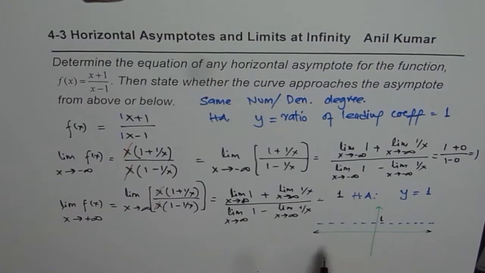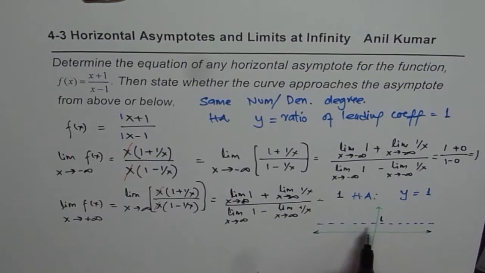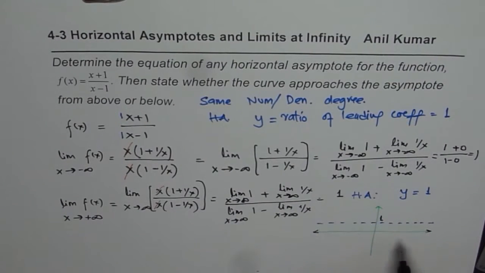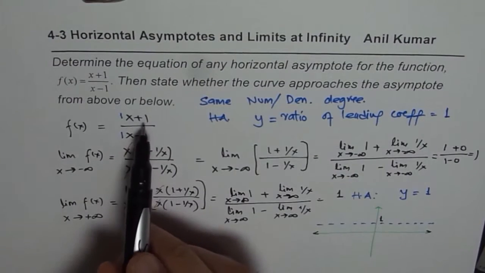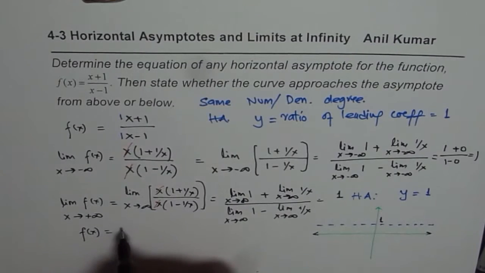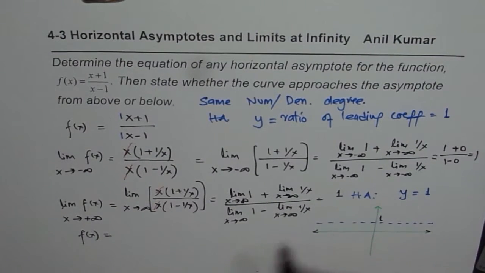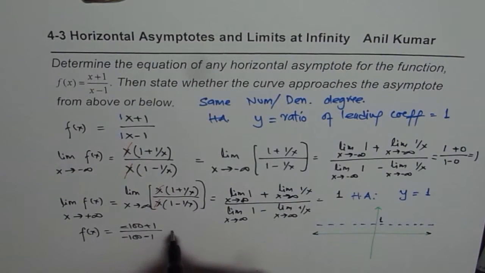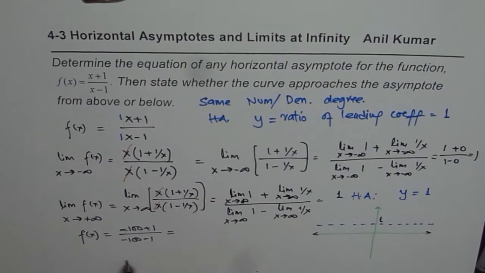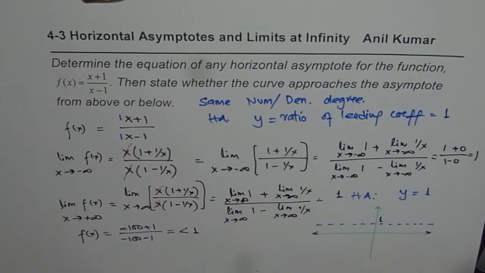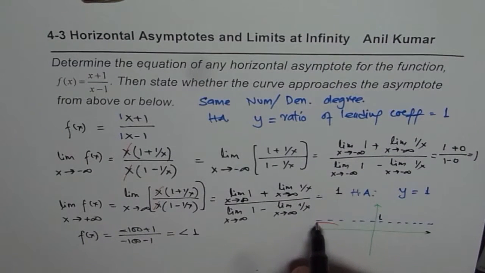So how do you find that? To find that, in the function itself, we can test with a negative large value and a positive large value. If we are dealing with a constant like 1, 100 is a good value, right? So let us test the value of the function f of x when x is negative 100, that is approaching negative infinity. So if I write negative 100 plus 1 over negative 100 minus 1, in that case, what do I get? I get a value which is less than 1, right? Very close to 1, but less than 1. So we can say that it is approaching from below the curve.